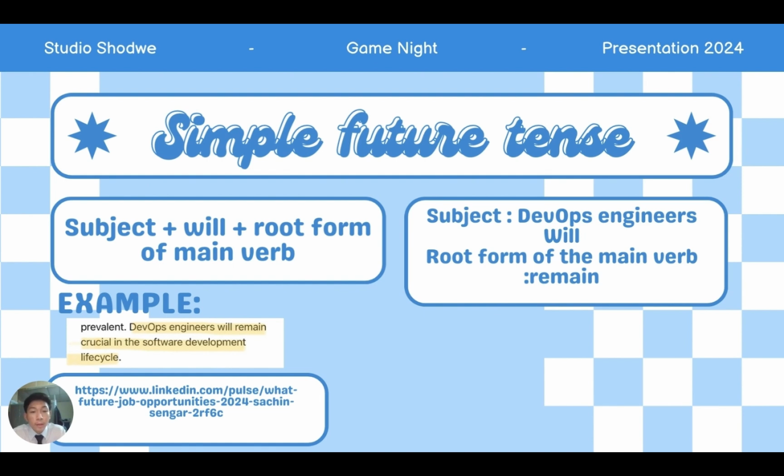As the example that is given: prevalent DevOps engineers will remain crucial in the software development lifecycle. The subject in the article given is DevOps engineers, will. The root form of the main verb is remain.